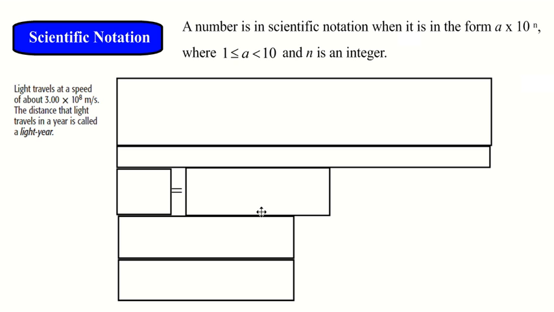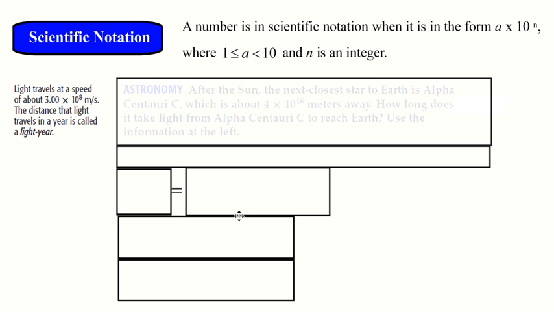And scientific notation. A number's in scientific notation when it's in this form. You have a number a times 10 to some power n, and the number a, the biggest restriction here is this number has to be bigger than 1, could be equal to 1, but it has to be less than 10. And n is an integer, no decimals or fractions. Remember, integers are positive or negative whole numbers. And one little piece of information we're going to need over here is the speed of light is 3 times 10 to the 8th meters per second.